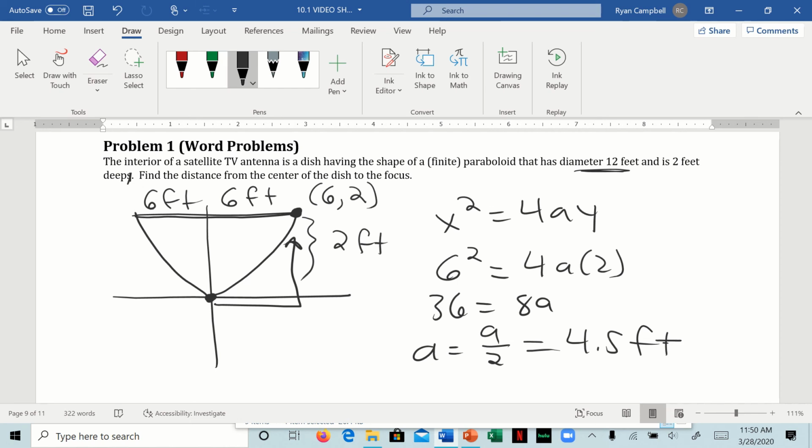Yeah, so since a is the focus, you're going into the parabola to find the focus, a. Right, so what's the distance from the center of the dish to the focus? It's just 4.5 feet. And that's it. We're done. Told you it was easy.